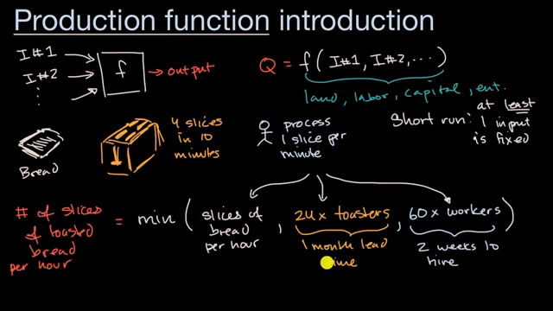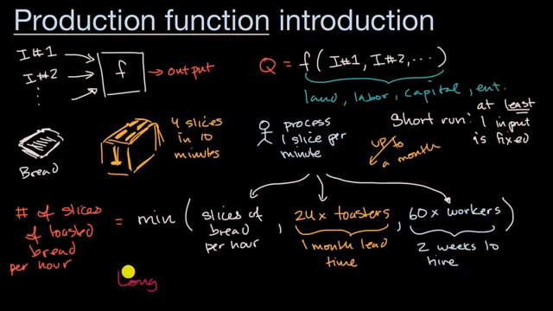Well, in that case, the short run in this situation is a time period where at least one of the inputs is fixed. So pause this video and think about what would be the short run in our situation. Well, the short run in our situation, the number of toasters we're going to have is going to be fixed for at least a month. So our short run in this situation is up to a month.